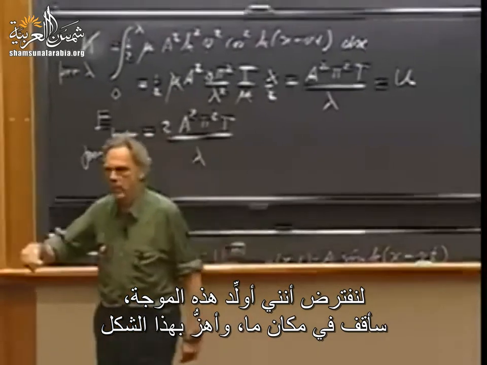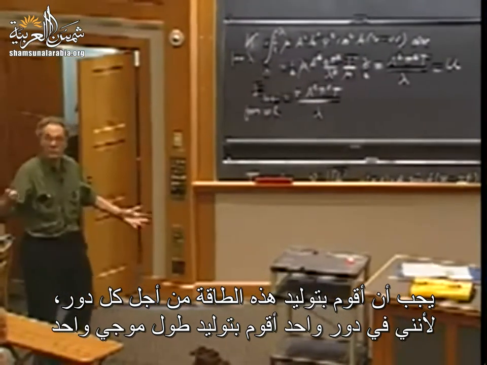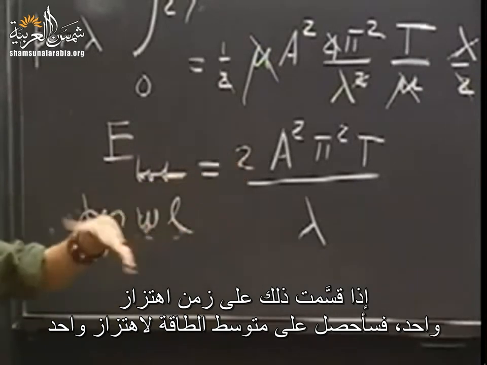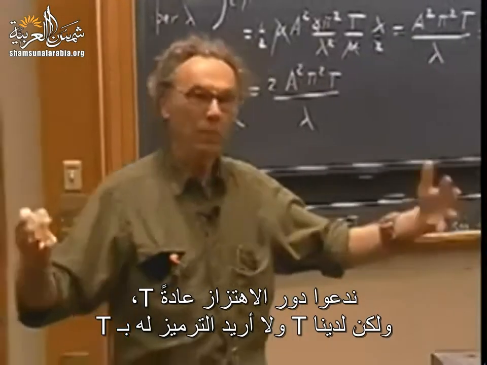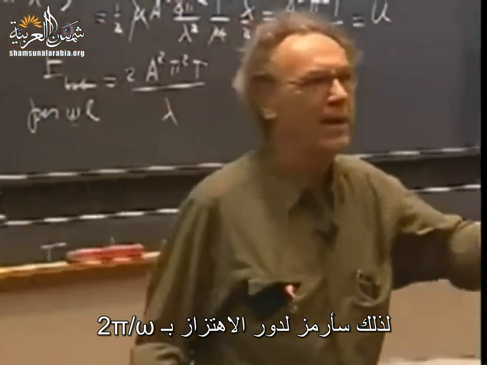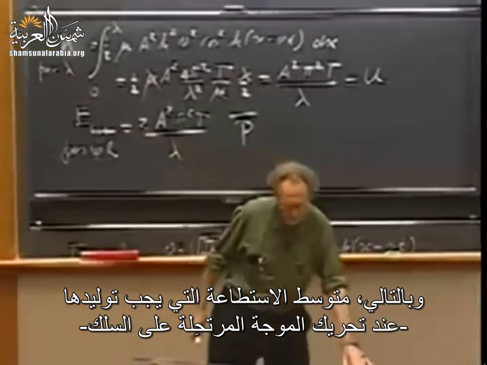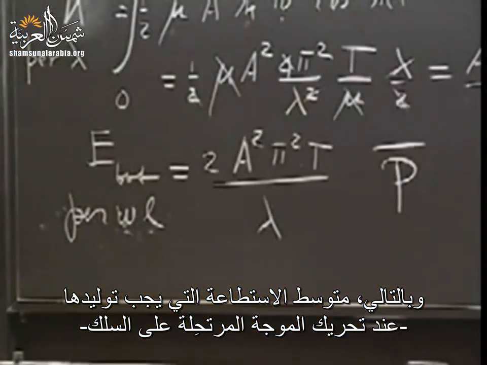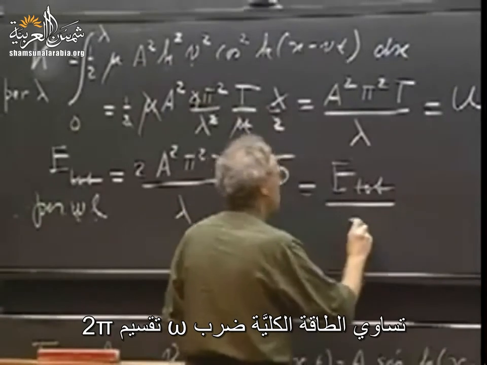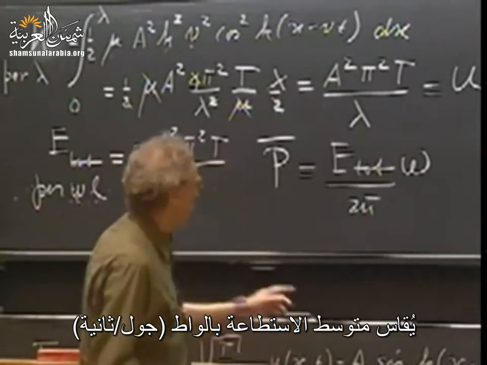Now suppose I am generating this wave. I'm standing somewhere and I'm wiggling this. Then I have to generate this energy for every period that I go through, because in one period I generate one wavelength. So if I divide this by the time for one oscillation, then I have the average power over one oscillation. Now the period of an oscillation we normally call T, but I don't want to have another T because I already have a T, so I call the period of the oscillation 2 pi divided by omega. And so the average power that I have to generate if I am driving this traveling wave into the string is E total, and you have that here, divided by 2 pi by omega. And this is in watts, of course. This is joules per second.